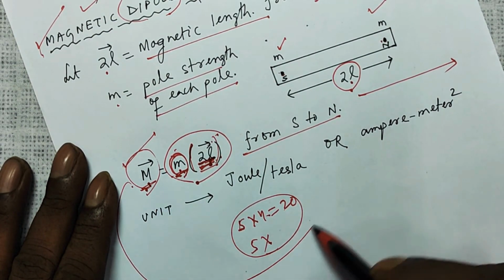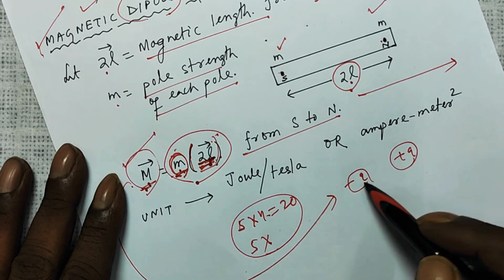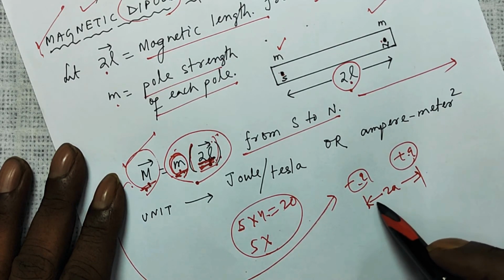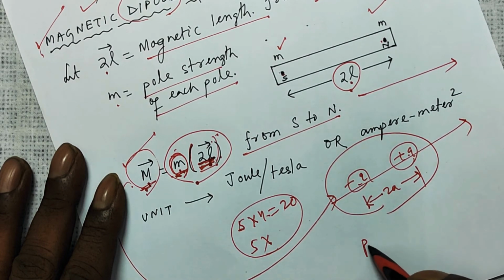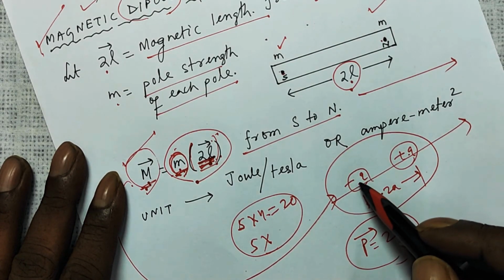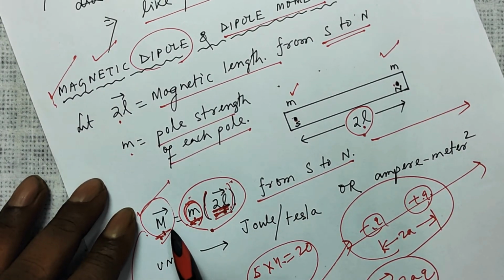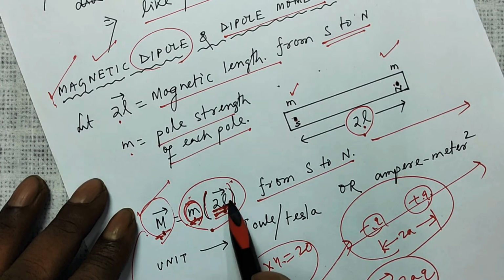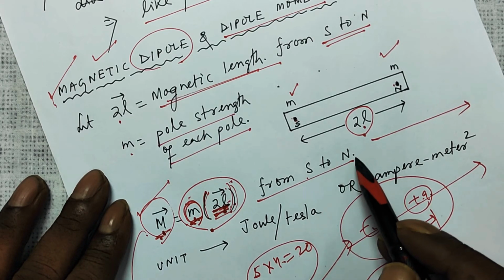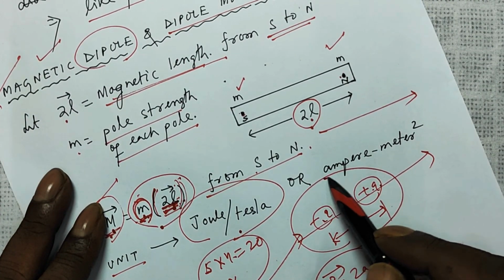A similar thing we had studied in electrostatics. Minus q, plus q, two equal and opposite charges separated by a distance 2a was called an electric dipole, and a quantity called p, which was equal to 2aq, was called the electric dipole moment. It was directed from minus q to plus q. It was a vector quantity. Similarly here in magnetism, the magnetic dipole moment capital M is the product of the pole strength and the magnetic length, and it is directed from south to north, and its unit is joule per tesla, or the same thing as ampere meter square.